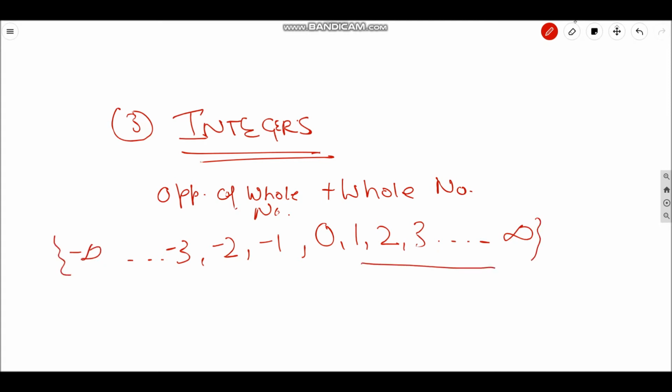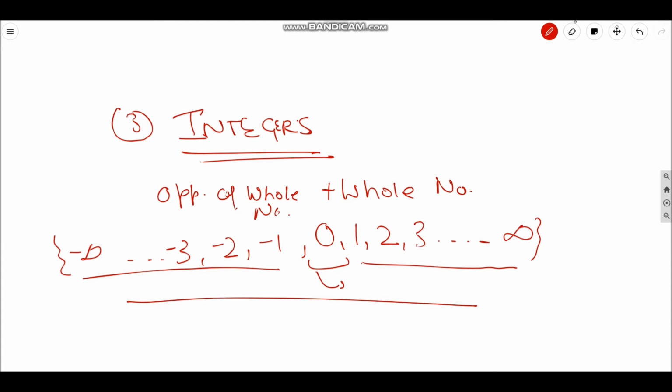So these are the positive integers: 1, 2, 3 up to infinity, and minus 1, minus 2, minus 3 up to infinity are the negative integers. And 0 is simply neither positive nor negative. 0 is just neutral. So these are the integers.